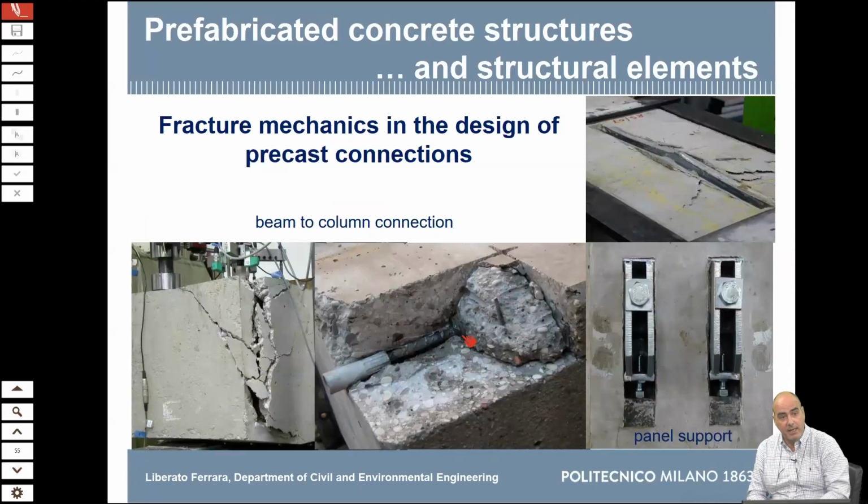An important thing, we will have a class on that, is that these elements have to be assembled to form a structure. You can have some cast-in-place completion, but you might not. When you do not, you typically have steel connections. For example, these two pictures here, this is a rail. It's used in precast panels to handle them, to tie them to the beams.